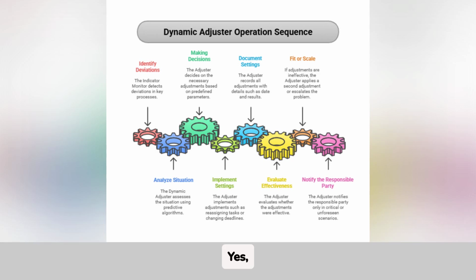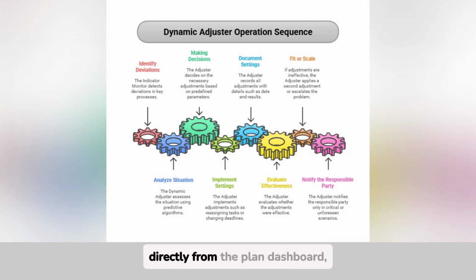Yes, absolutely. Every adjustment is recorded in detail: date, reason, responsible party, expected result, and actual result. You can also access this information from a chronological log or directly from the plan dashboard with simple visualizations and filters by adjustment type. You can even receive a daily or weekly summary if you prefer, with the most relevant changes. What if the adjustment doesn't give the expected result?